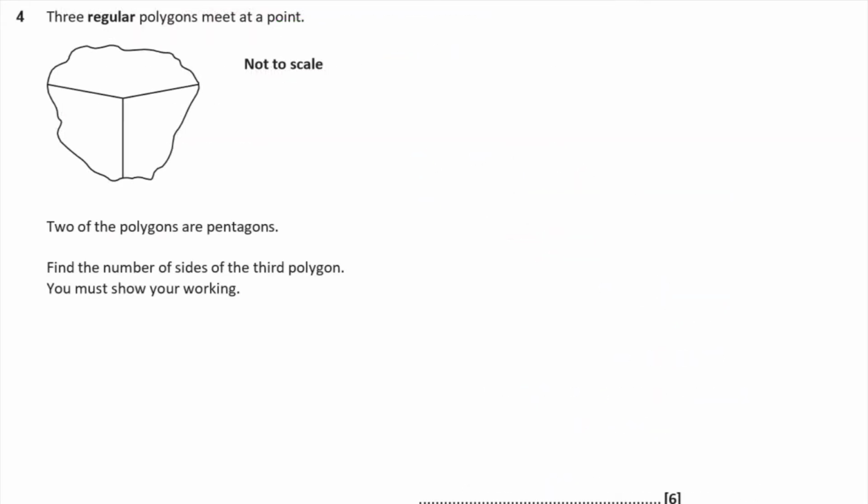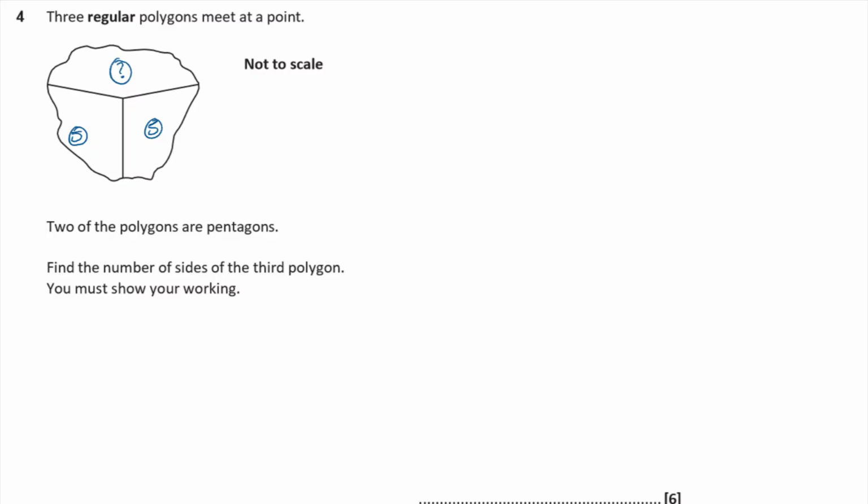Question 4. 3 regular polygons meet at a point. 2 of the polygons are pentagons. Find the number of sides of the third polygon. So you must show your working. Okay, so presumably then, like this is the pentagon, this is the pentagon, and this is, I don't know what it is. Okay, so what do we know about pentagons?